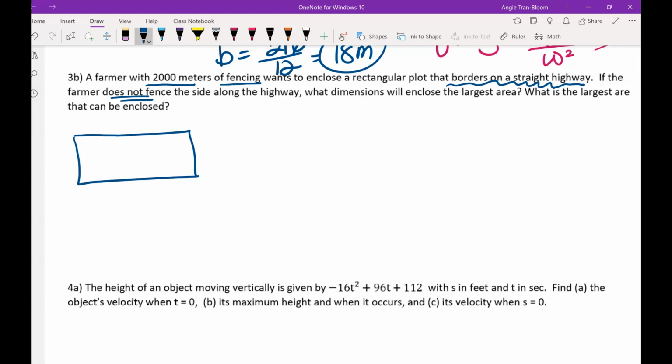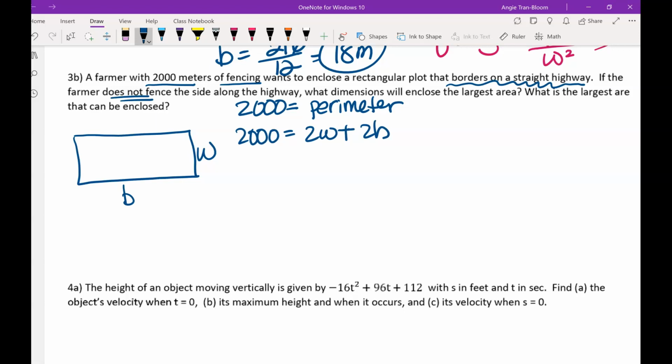We have 2,000 meters. So I'm going to label my rectangle here. Base and width. If it's 2,000 meters, that is going to represent your fencing, and that is going to represent your perimeter. So 2,000 equals 2W plus 2 bases, all right? Now it says, oh, you know what? Don't do that, because it says here, I have a highway that I am not enclosing. Whoa. So students, I only have 1 base, all right? So 2W plus 1 base. The farmer does not fence a side along the highway.